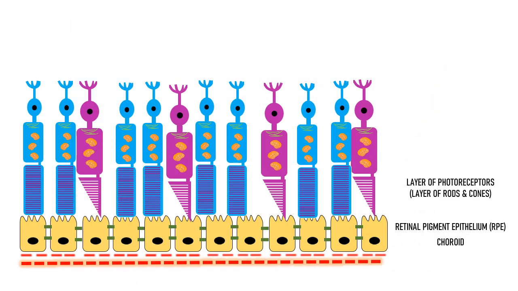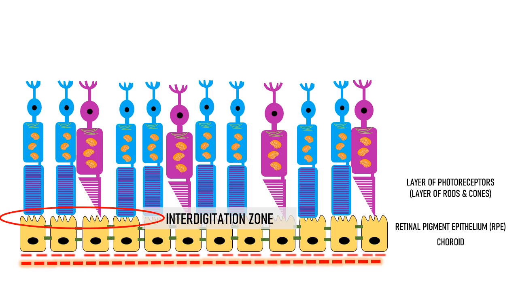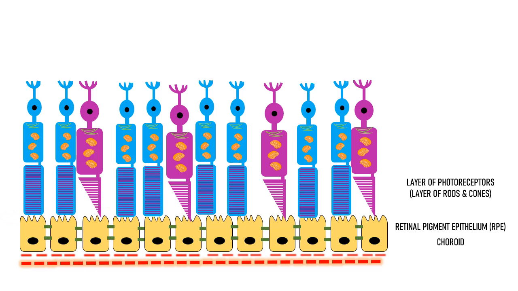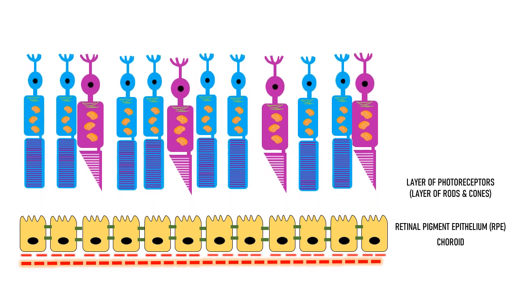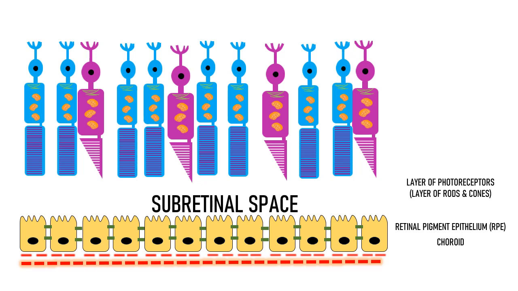So the layer of rods and cones lies internal to the retinal pigment epithelium, which is the outermost layer of retina. The outer segments of these photoreceptors are located between the microvilli of the retinal pigment epithelium, and this is known as the interdigitation zone. These small projections of RPE cells that you can see here are the microvilli. There are no junctional complexes between these RPE cells and the photoreceptor outer segments, and therefore in various pathological conditions, these two layers can get separated to give rise to a subretinal space where fluid or blood can collect.